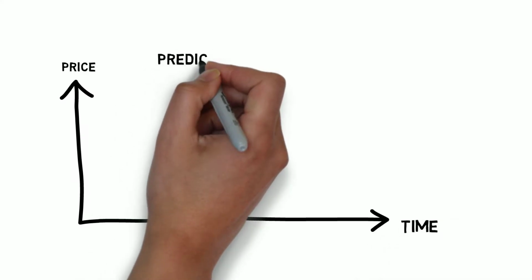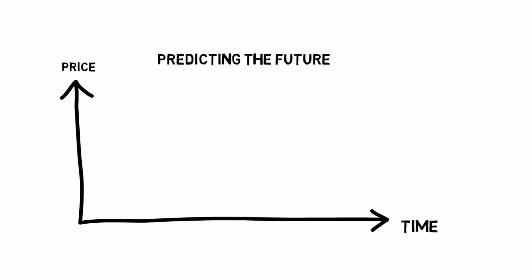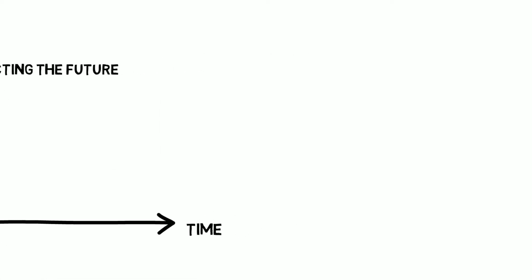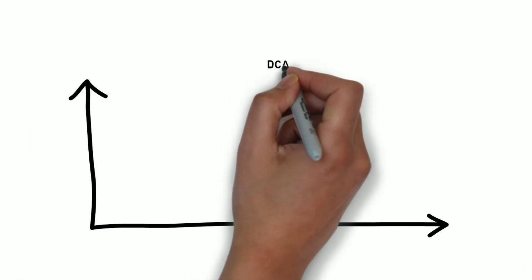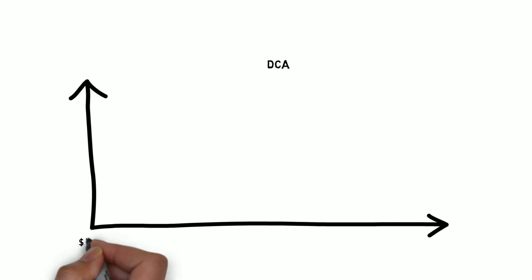We have two different examples. Example 1, let's call it predicting the future. You invest all $10,000 at once and hope that your stock will go up. And example 2, let's call it DCA. You invest $1,000 every month for the next 10 months.